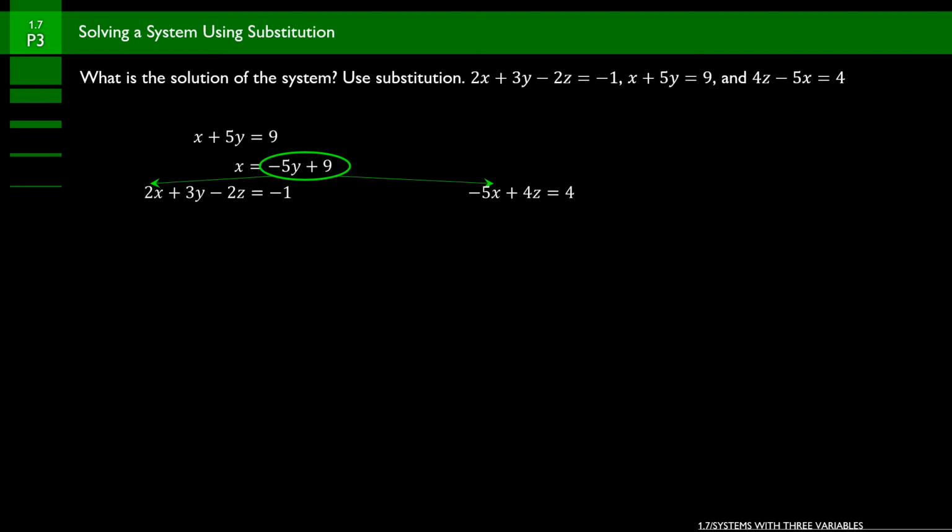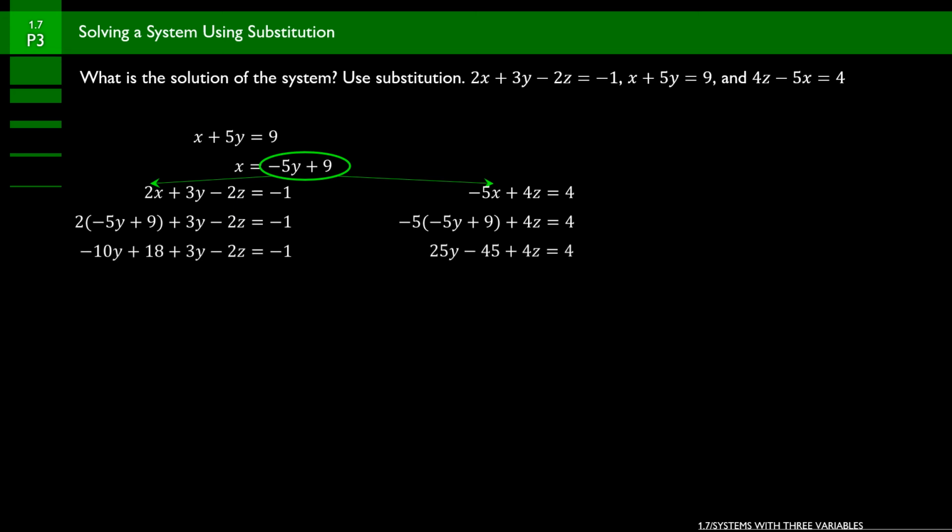So 2x plus 3y minus 2z equals negative 1 becomes 2 times negative 5y plus 9 plus 3y minus 2z equals negative 1. Negative 5x plus 4z equals 4 becomes negative 5 times negative 5y plus 9 plus 4z equals 4. Go ahead and distribute both numbers through the quantities, and you're left with negative 10y plus 18 plus 3y minus 2z equals negative 1. And over on the other one, 25y minus 45 plus 4z equals 4.